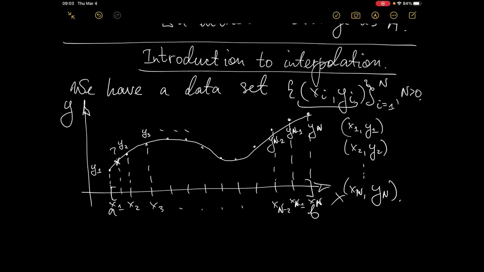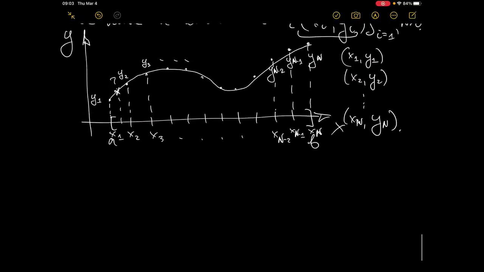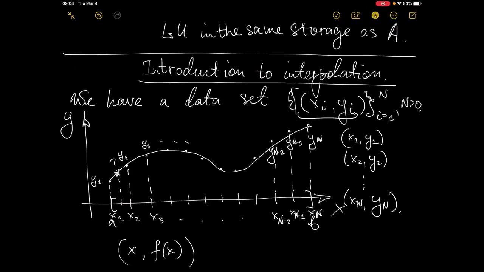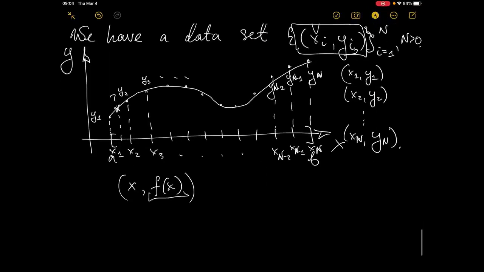You can formulate this problem like that: if you have x, how to find f of x? Essentially you want to replace this set of discrete points with some continuous function, which will give you the ability to find values of the function everywhere between the points. So the question is, how to find it?